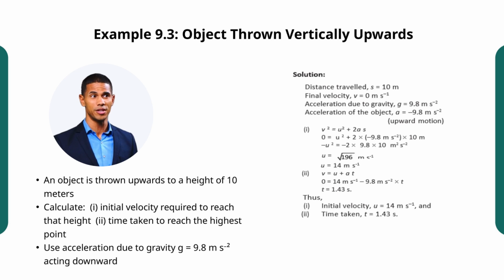To find the time taken to reach the top, use v equals u plus at, rearranged to t equals u over g, which is about 1.43 seconds. Physics helps us predict everything from sports throws to space launches.